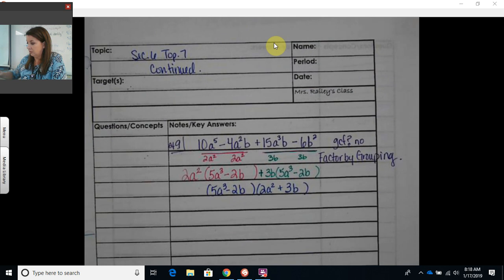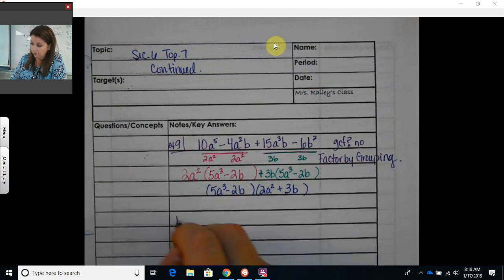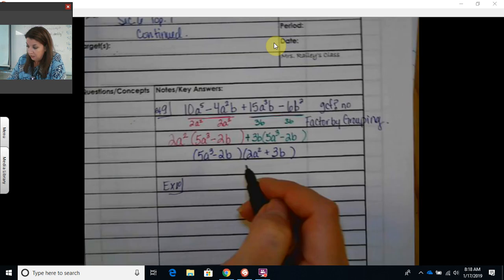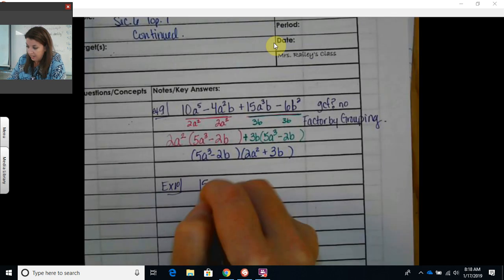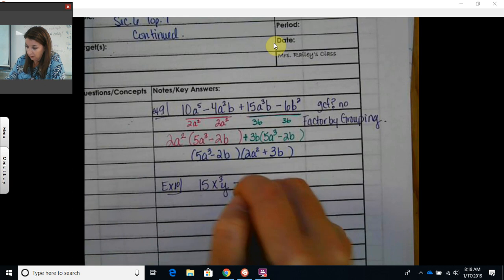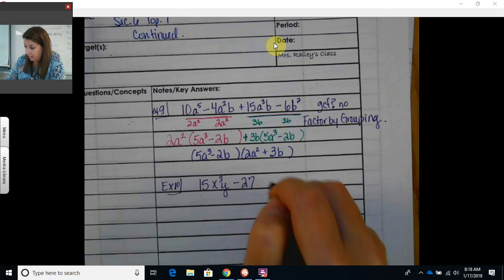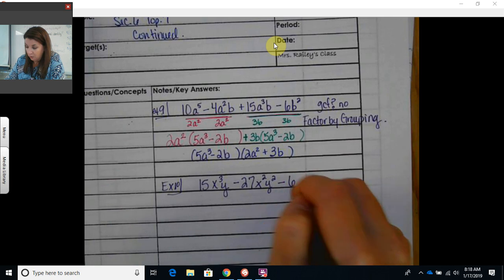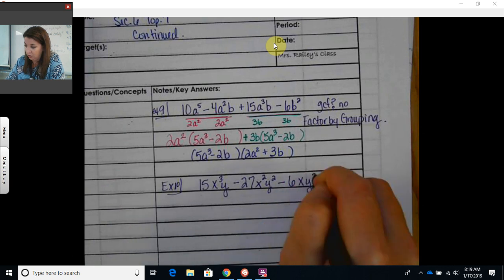Let's try this one. It's example 10. I don't think we've ever done this many examples on our notes. 15x cubed y minus 27x squared y squared minus 6xy cubed.